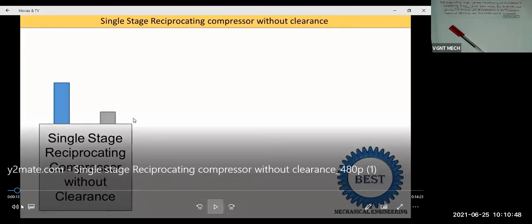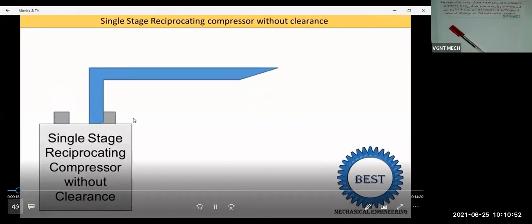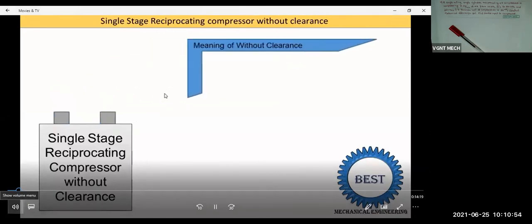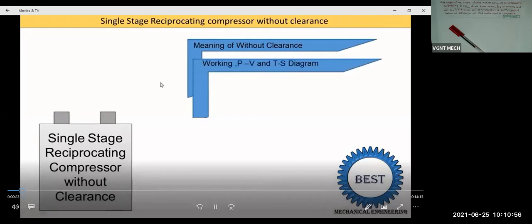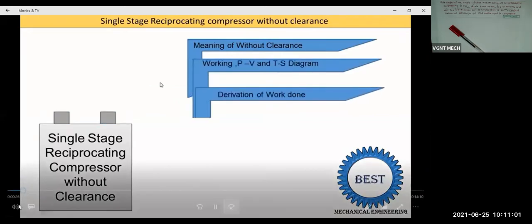In this video, I explain you meaning of without clearance, working of PV and PS diagrams, and derivations of work done from the PV and PS diagram. I also explain how to draw PV and PS diagram for these systems. So first, we understand what is the meaning of without clearance.